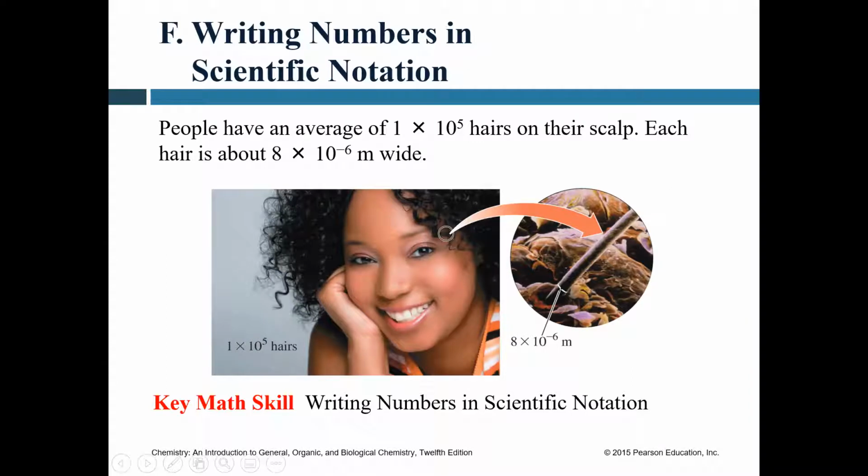So in chemistry, we deal with really big numbers, and we also deal with really small numbers. One example is people have, on average, about 1 × 10⁵ hairs on their scalp, that's a big number. Each hair has a width of about 8 × 10⁻⁶ meter, that's a small number. If I wrote that in decimal notation, I would have to write 1 followed by 5 zeros. And for this one, I'd have to move the decimal over 6 hops to the left to make it a smaller number. It just becomes really cumbersome.